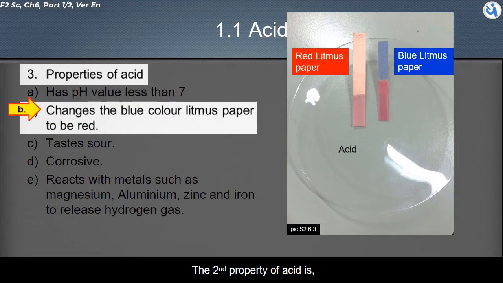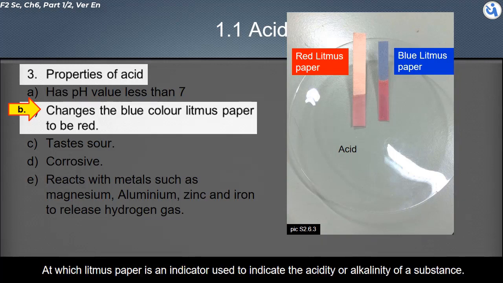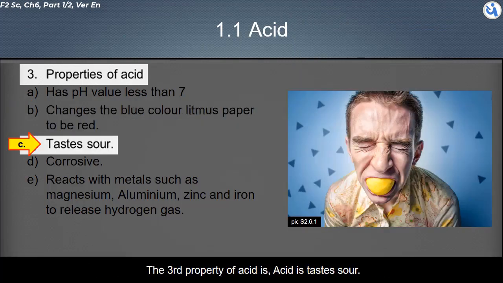The second property of acid is, acid will change blue litmus paper to red, and remains red litmus paper in red color. Litmus paper is an indicator, used to indicate the acidity or alkalinity of a substance. The third property of acid is, acid tastes sour.